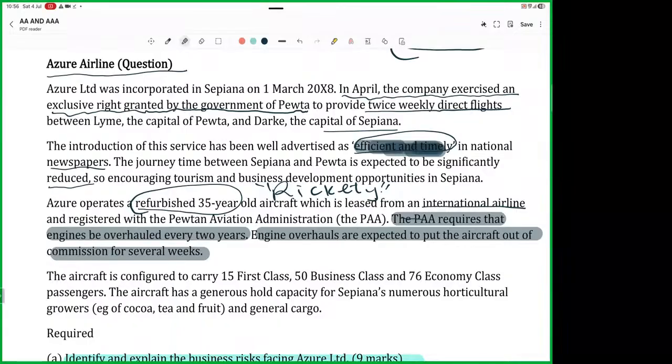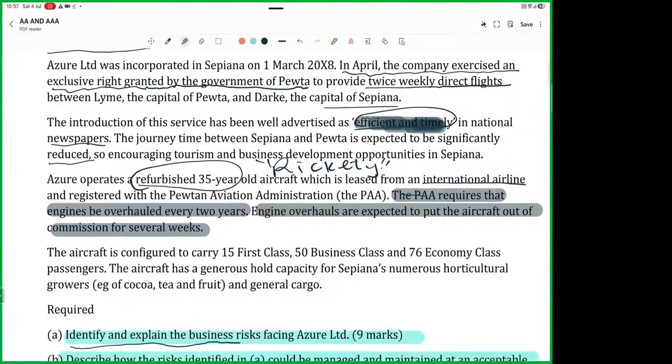And remember, this is a very big risk that you only have 1 aircraft, which in this case has to be put out of business by the aviation administration, the authority, for maintenance. It's required to go out there for maintenance. And when it is outside for maintenance, it has to be out of commission for several weeks.